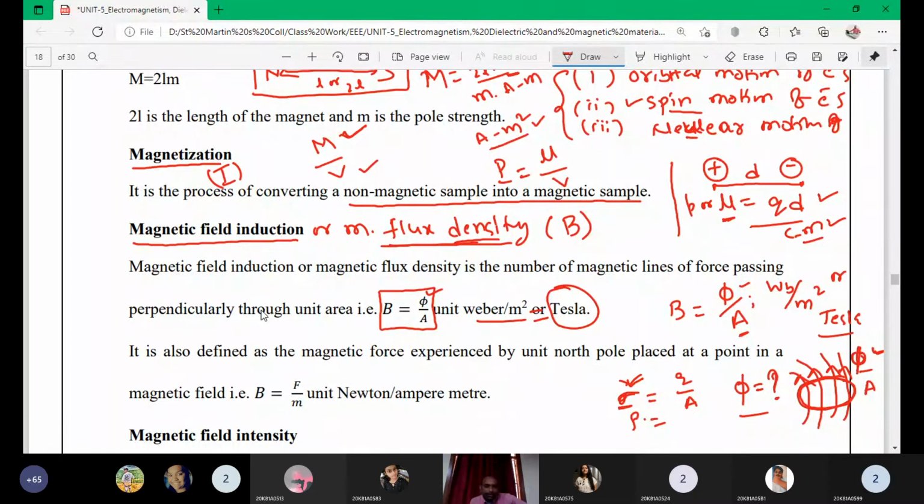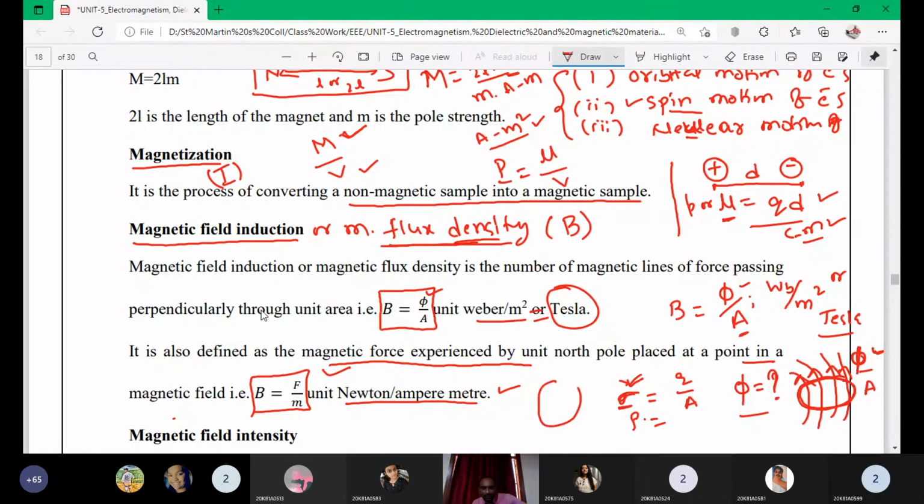So this is the thing, and you can define it this way also: the magnetic force that is experienced by a unit north pole at a point in a magnetic field. That is also a definition. B is equal to F by M, units Newton per ampere meter. This way also you can define: the magnetic force experienced by a unit north pole.